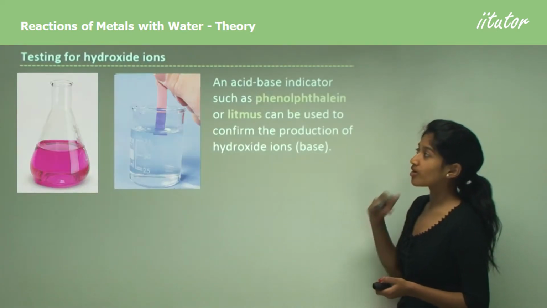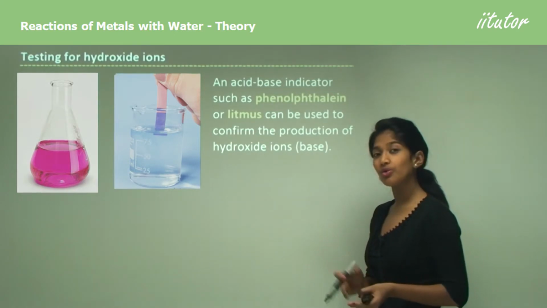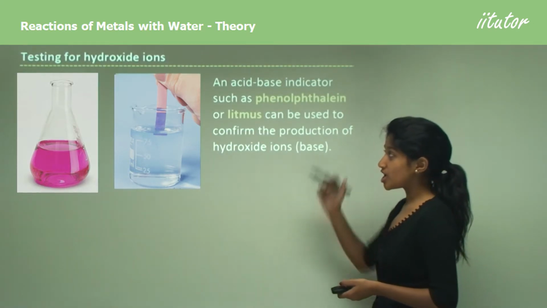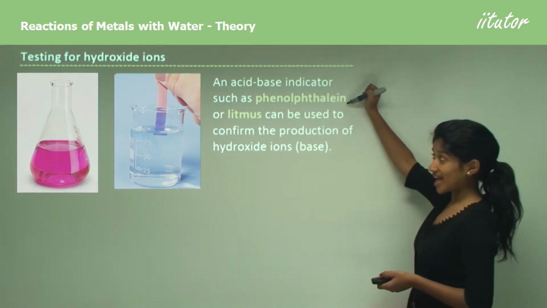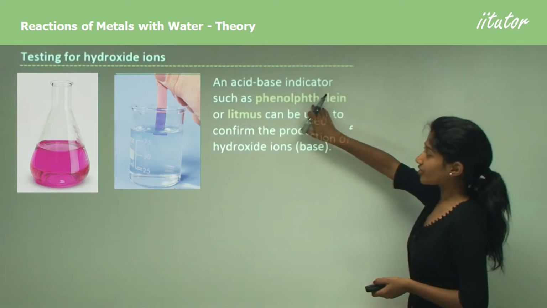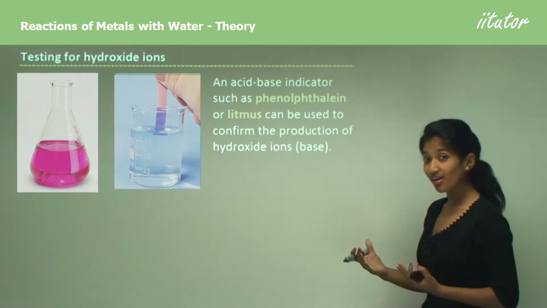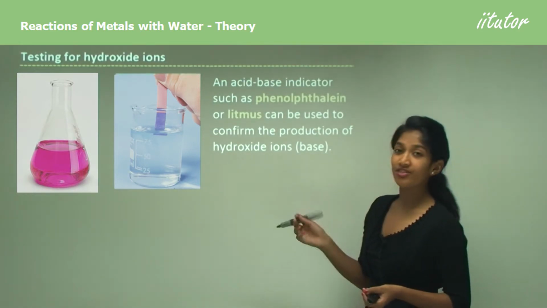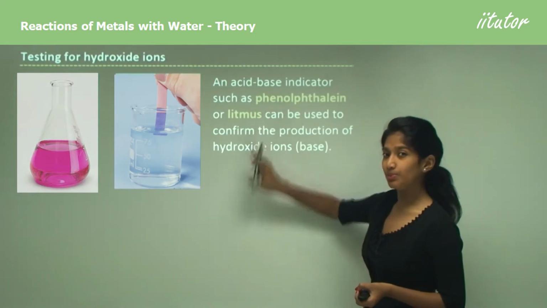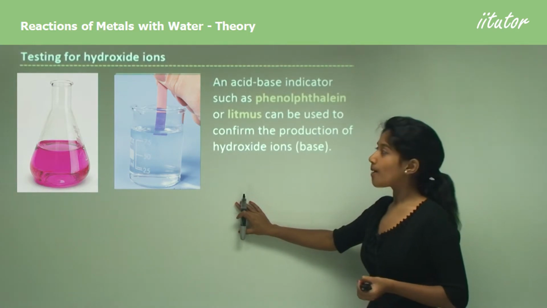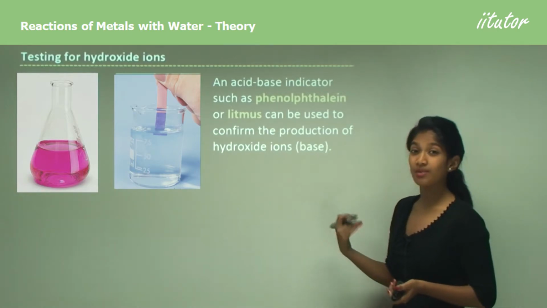Now to test for hydroxide ions, because the metal when reacting with water would also produce metal hydroxide, we would use an acid-base indicator. Phenolphthalein or litmus is mainly used. Phenolphthalein would turn pink, like over there, if there are hydroxide ions present. And red litmus would turn blue if hydroxide ions are present, because hydroxide ions are a base, so that's why it would indicate the presence of a base.